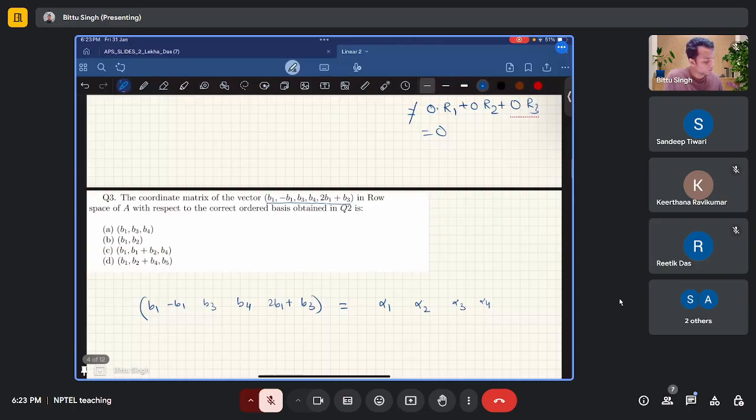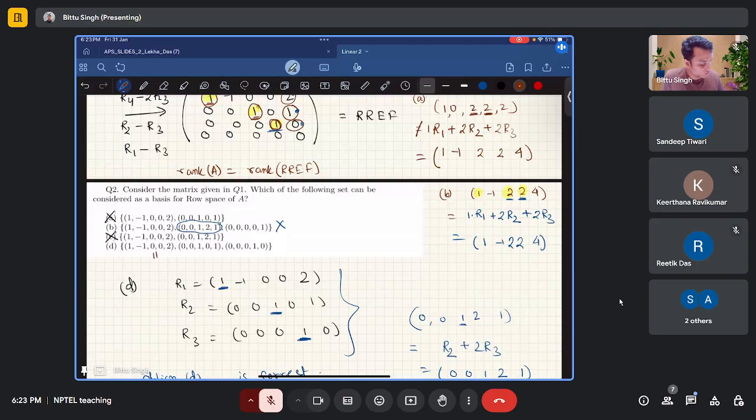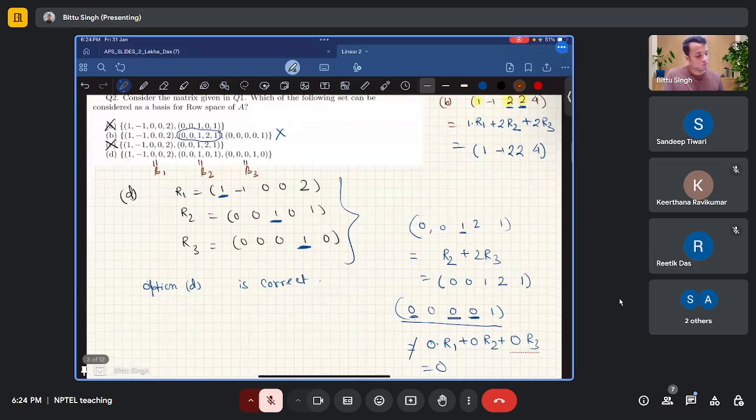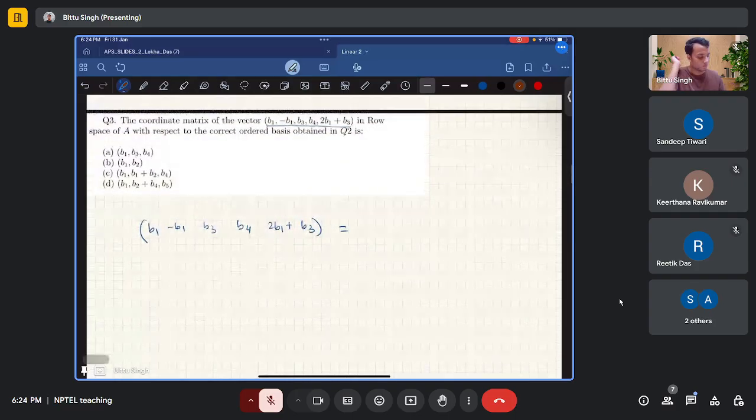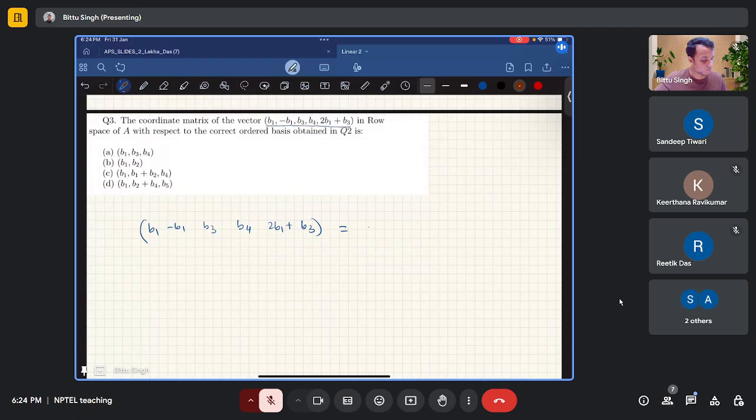So you write it, sorry. So let us denote it by beta 1, this is beta 2, this is beta 3. So you can see that, can you write it as something like this? Some x1 times beta 1 plus x2 times beta 2 plus x3 times beta 3. If you can write it as this combination, then the answer will be x1 comma x2 comma x3. So let us see if we can write.